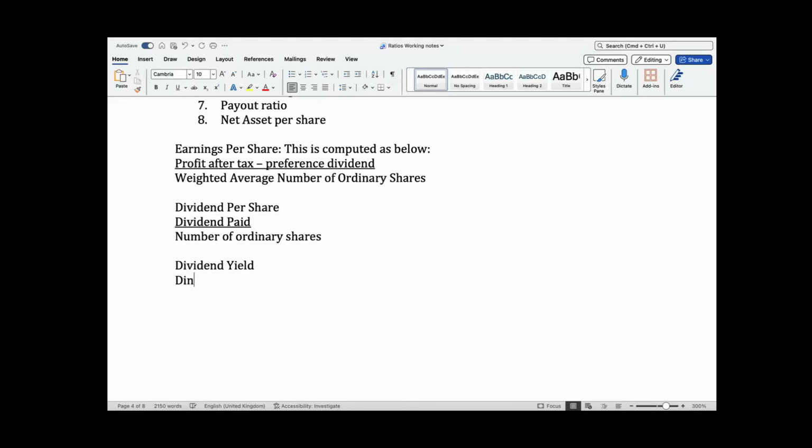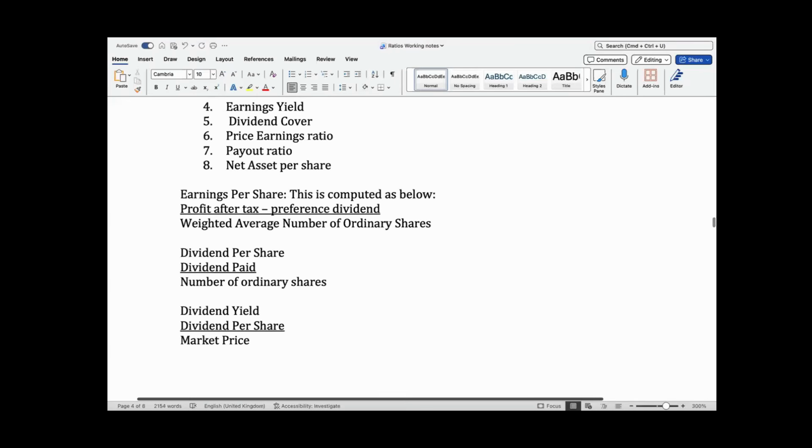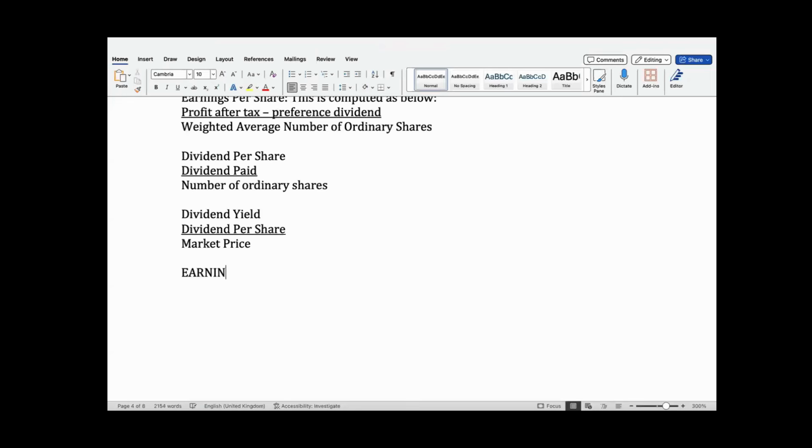It puts the dividend per share on the market price of the company. It compares it to the market price. Okay? That tells you the actual return you're getting from this company. Also, there is earnings yield. Earnings yield is similar to dividend yield, and is earnings per share over market price.